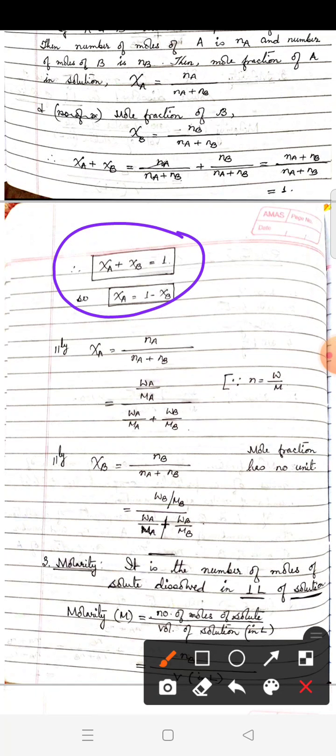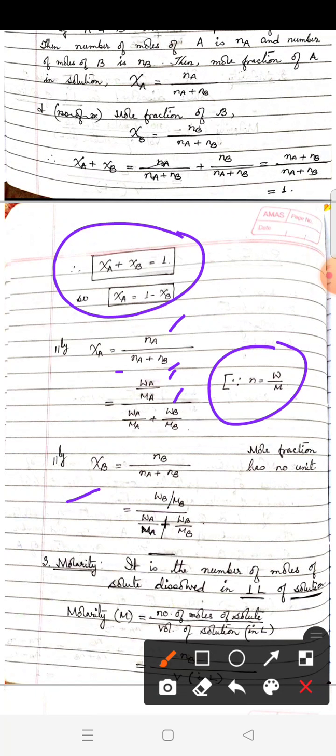Now let us try to calculate or represent the formula in the form of known quantities. We replace Na by Wa by Ma. As we all know, n is equal to W by M. Similarly, Nb also we replace by Wb by Mb. We don't rearrange the formula any further. When we do the calculation, we don't take LCM also, otherwise the number will become unnecessarily lengthy. Then chi b will be Wb by Mb divided by Wa by Ma plus Wb by Mb.